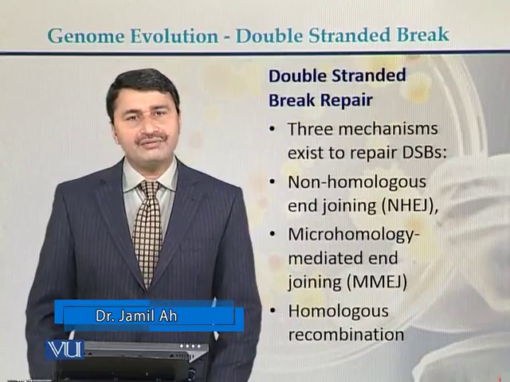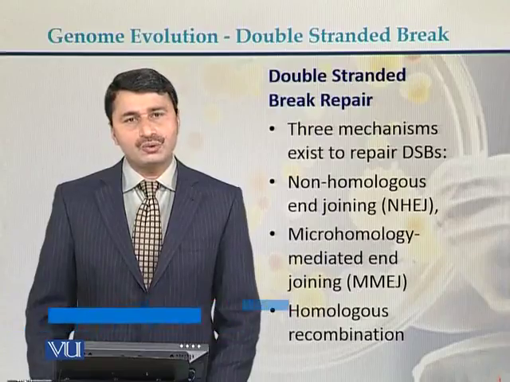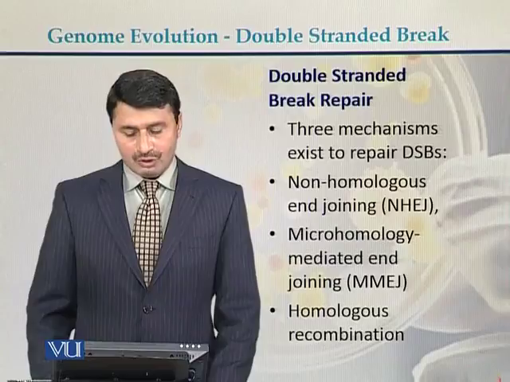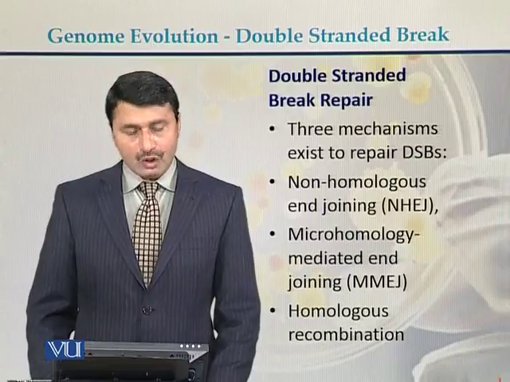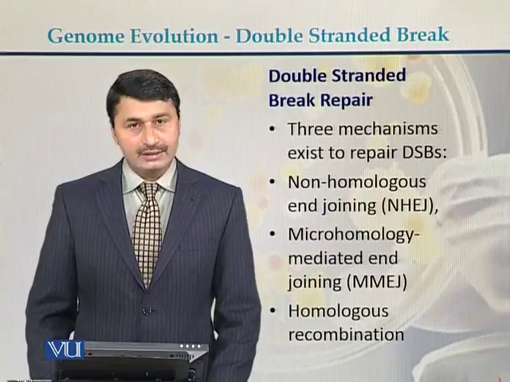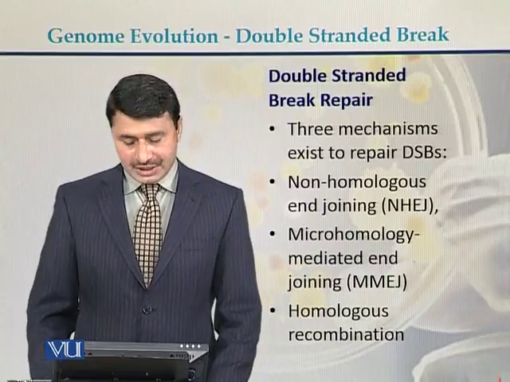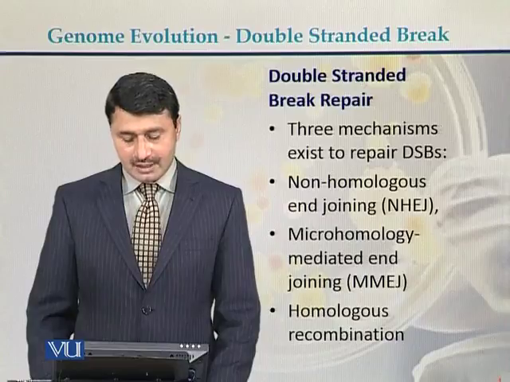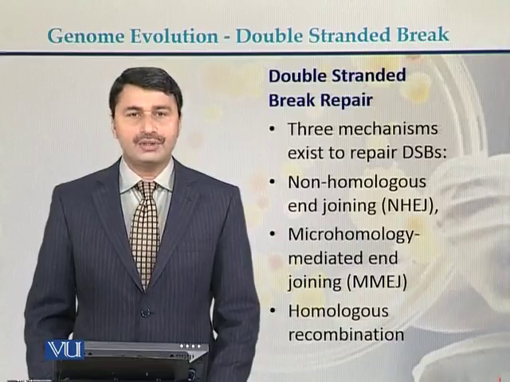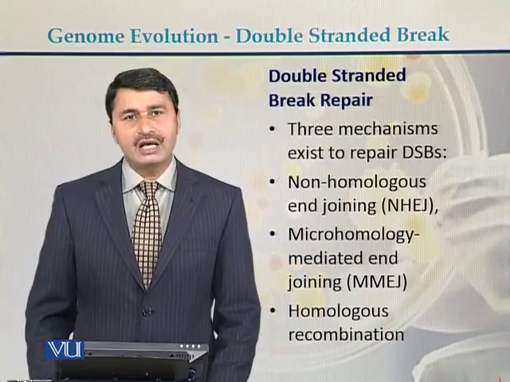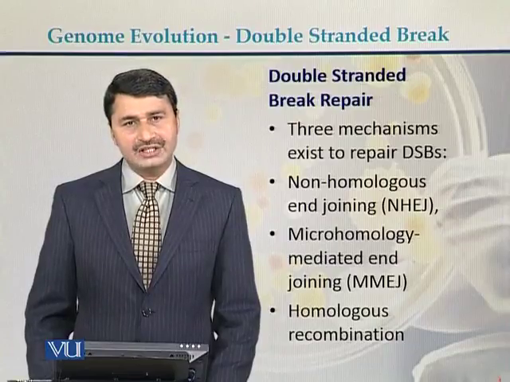There are three different mechanisms which are used to repair double-stranded breaks. Those mechanisms are non-homologous end joining, the second method is microhomology mediated end joining, and the third method is homologous recombination. So there are three different methods by which a double-stranded break is repaired.